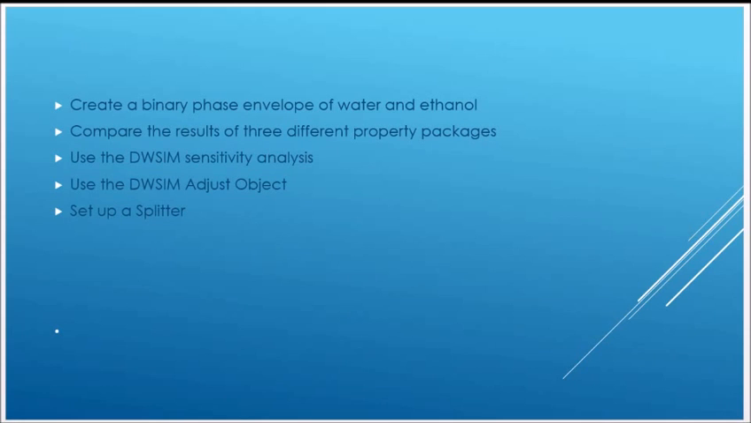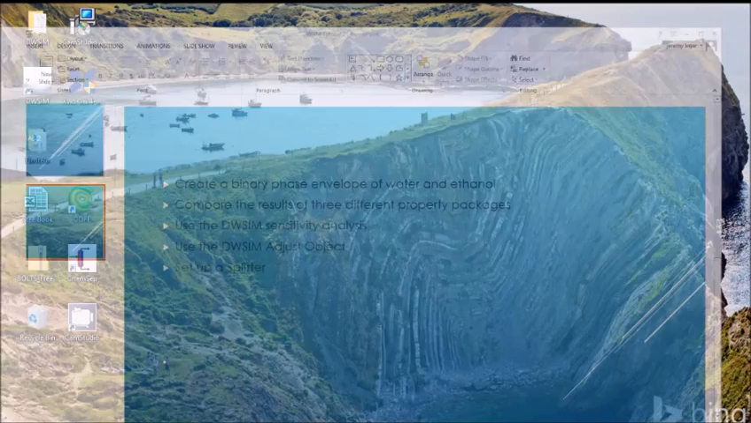Then we will use the DWSIM optimization tool called sensitivity analysis to adjust the molar flow of ethanol into our mixer and view its effect on the outlet temperature of the mixer. Finally, we will set up a simple splitter and use the DWSIM adjust object to create a 10 gallon per minute stream with an approximate volumetric fraction of 10% ethanol.